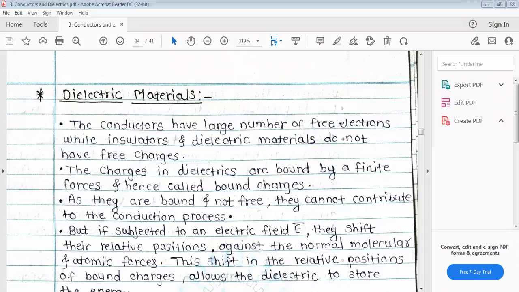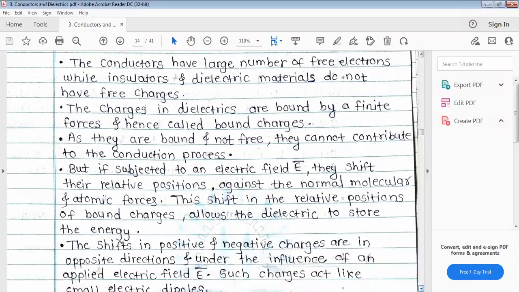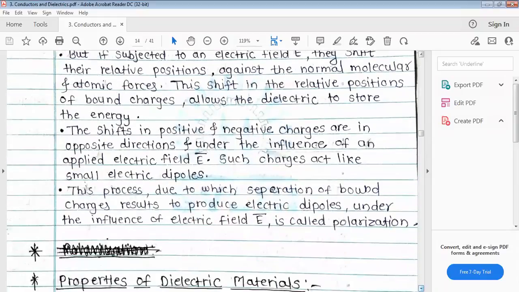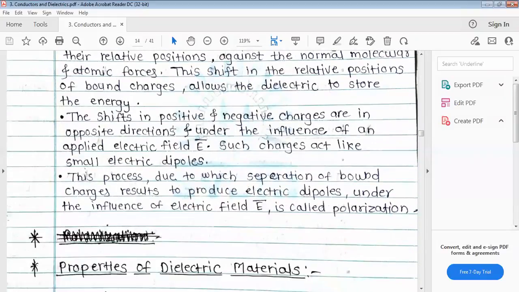its molecular structure gets changed, meaning the free electrons will be available now. And it will also store the energy. The capacitor is used to store energy.